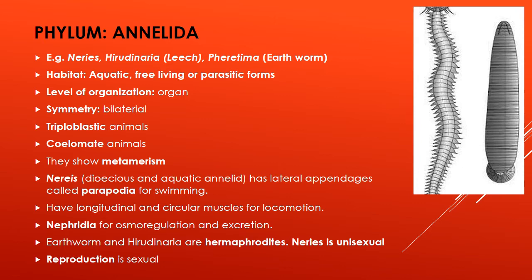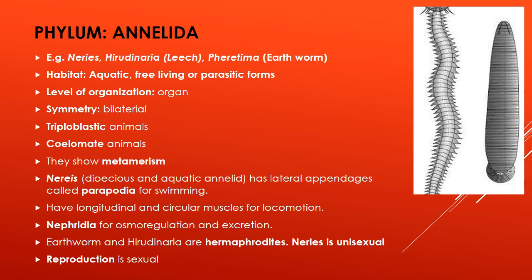Annelida. Okay. What is the meaning of Annelida? Annelida means the animal exhibiting metamerism, that is segmentation. Annelids means segments. That's it. Remember this. Examples: Nereis, Hirudinaria. Hirudinaria means they suck the blood. They are also called hirudin, leech. Pheretima, that is earthworm.